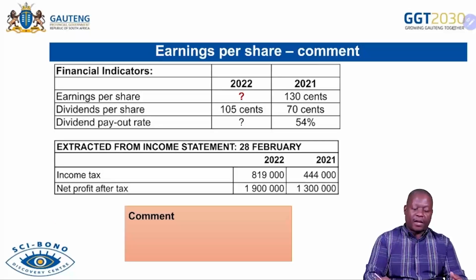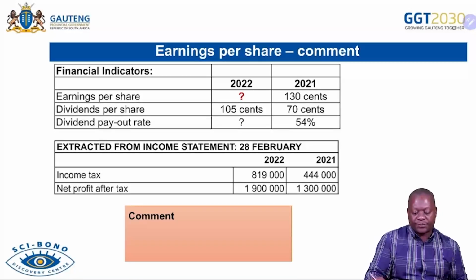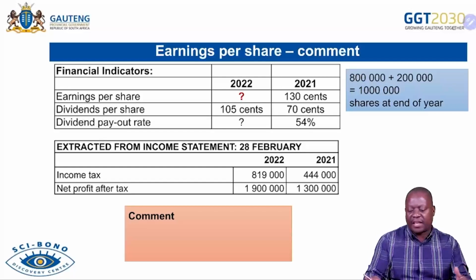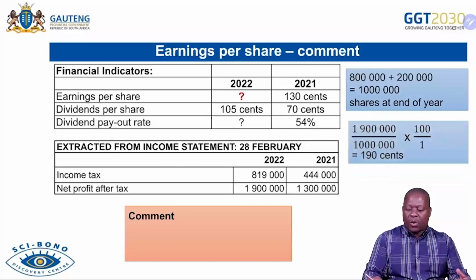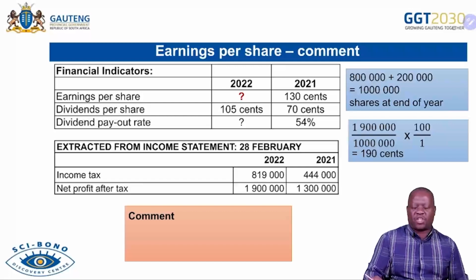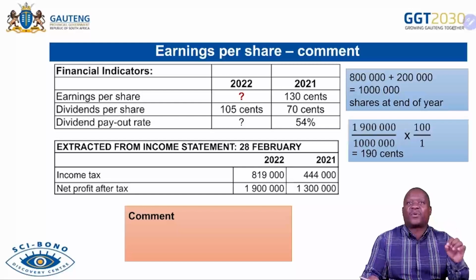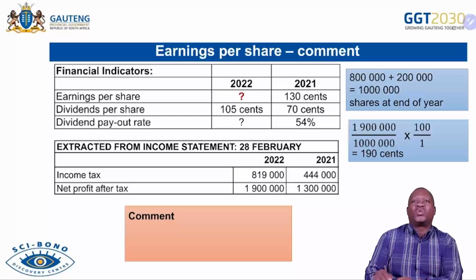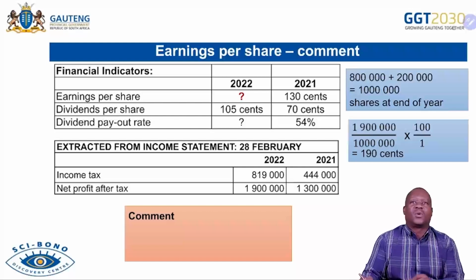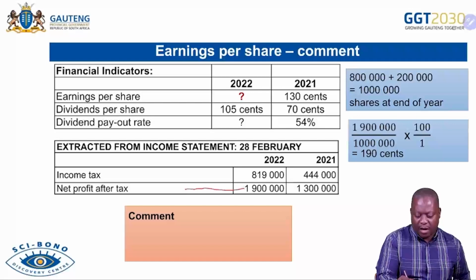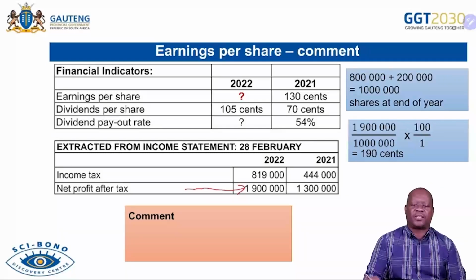Now, let's also look into the earnings. How do we go about commenting on the earnings per share? Remember, we can calculate the earnings per share. How do we calculate the earnings per share? It is going to be net profit after tax, and we divide by the number of issued shares. So what is our net profit after tax? There we are, net profit after tax. There you are, the number of issued shares.